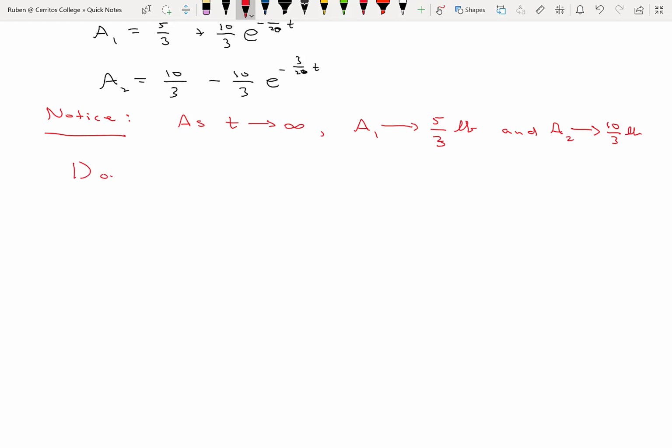I'd like to address the question: does this make sense? Well, the answer is yes, because we found a solution that makes it happen, so just because of that it makes sense. But let's think about this. Tank 1 started with 50 gallons, and throughout all time is going to have 50 gallons. It's never going to change. And similarly, tank 2 will always have 100 gallons in it. The concentrations in each tank are constantly changing.